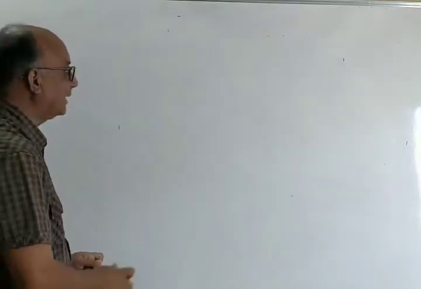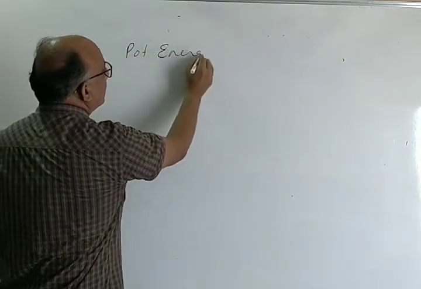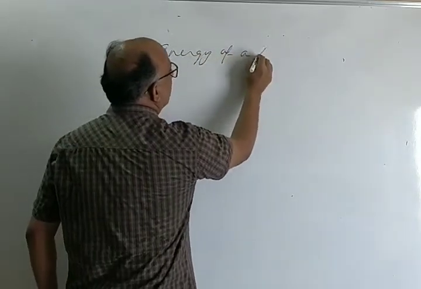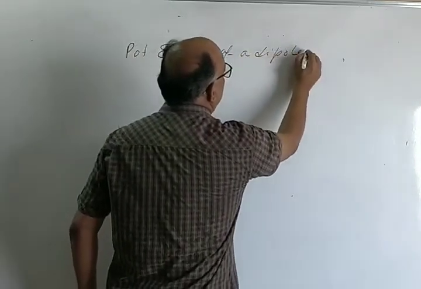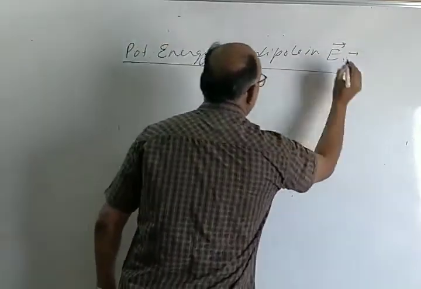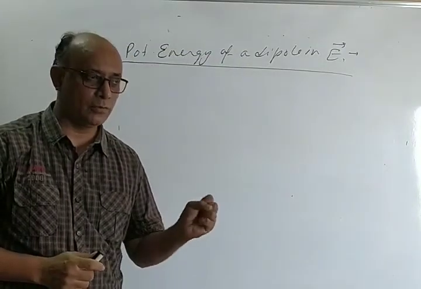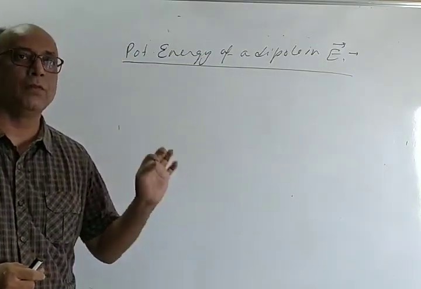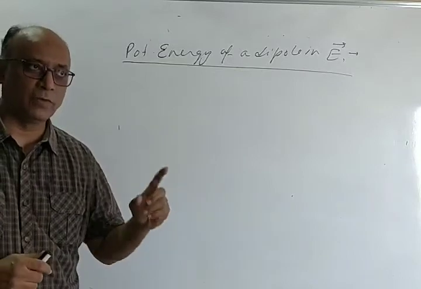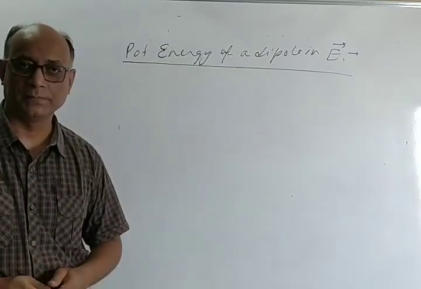We are interested in calculating the potential energy of a dipole in a uniform electric field E. When we talk of potential energy of a system, it always exists whenever some work is done. आप किसी सिस्टम में वर्क डन करोगे, वही वर्क डन उसकी पोटेंशियल एनर्जी के फॉर्म में स्टोर हो जाती है.